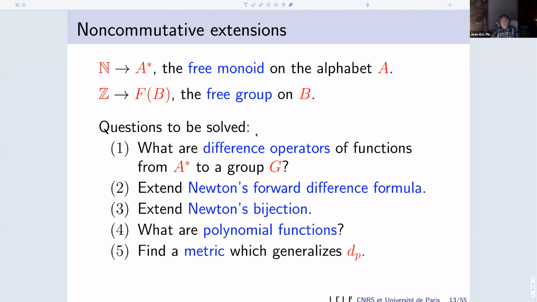So the question I would like to solve is, first of all, what are the difference operators for functions from A star to F_p, or more generally to a group G? Extend Newton's forward difference formula, extend the Newton bijection we have seen before. And what are the polynomial functions, which might be the most mysterious question, and find a metric which generalizes D. So let's do this.